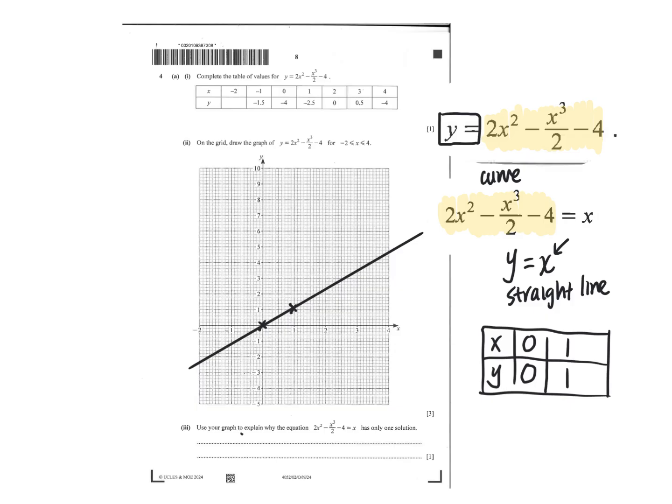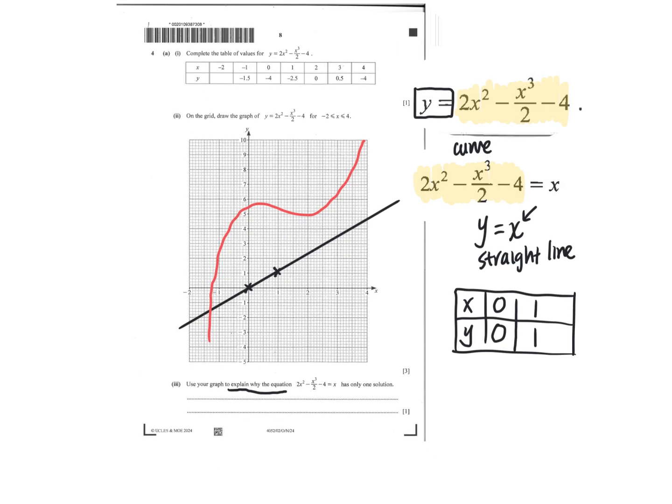So the curve that you draw plus this line, they are asking you to explain why it is that you only have one solution. So for example, your graph looks like that. Then they ask you, explain why you only have one solution. You will tell me that the curve intersects the line y equals x at one point only. That's all. They only want you to say that. So one intersection here, that's why you only have one solution.